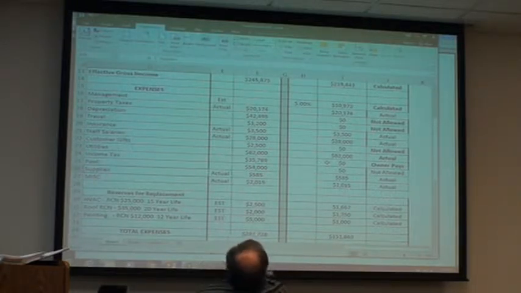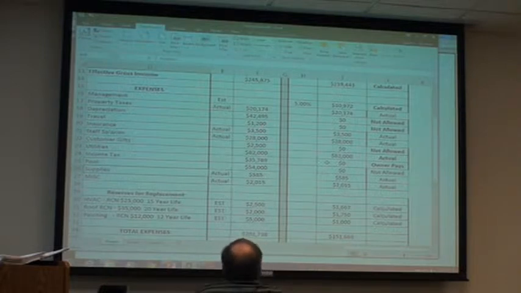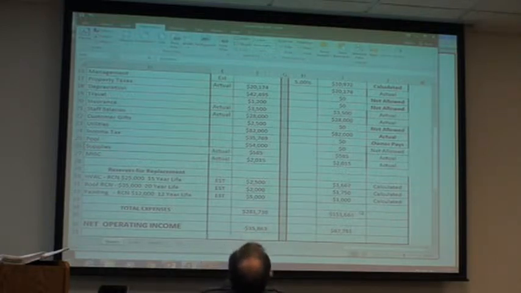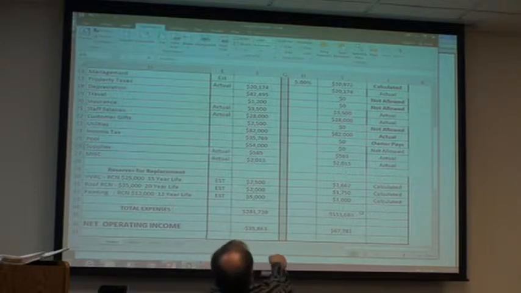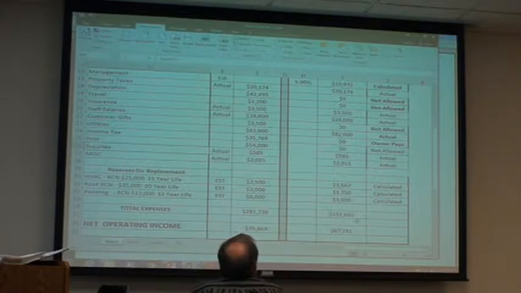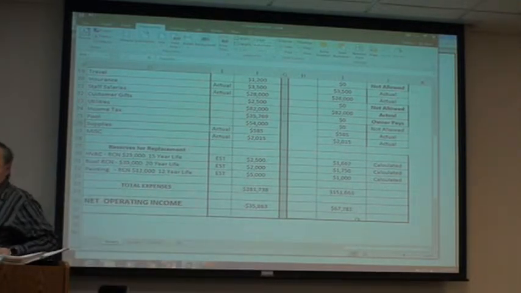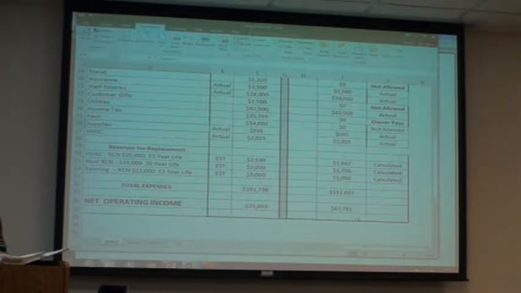Roof was 35,000 for 20 years, which is 1,750. Painting was RCN of $12,000 a year. We came up with total expenses of $151,663, where he had $281,738. He showed an NOI of negative $35,000. We're showing a positive $67,000, and it told us to do what? Cap that at 14%. We get a value like $484,150.